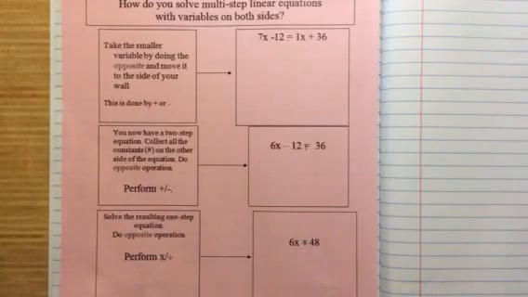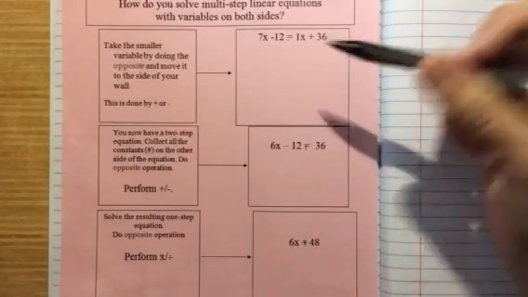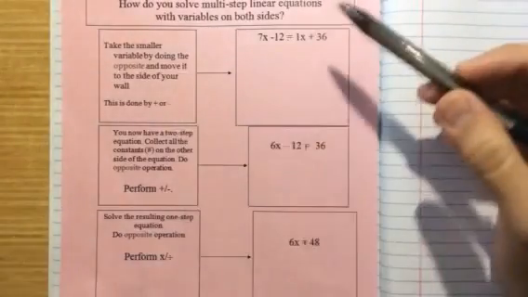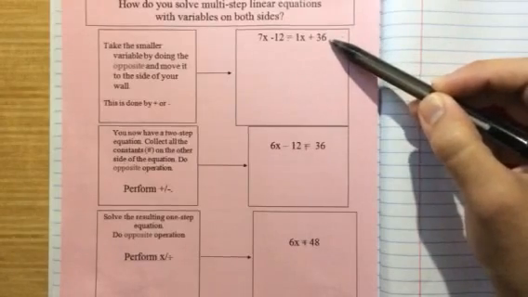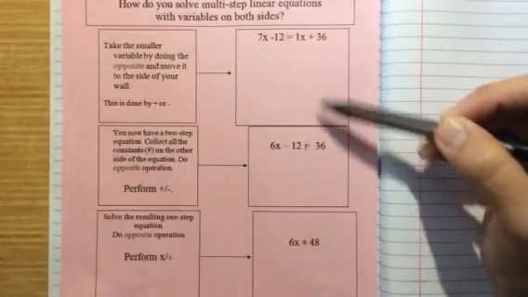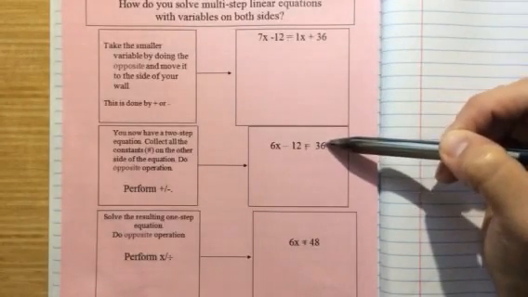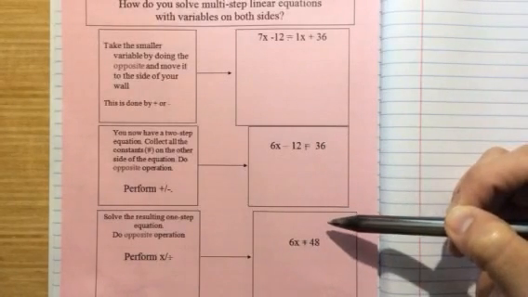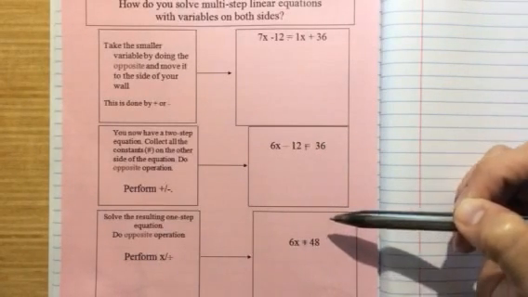Today we're going to be learning how to solve equations with variables on both sides. We're going to use the steps in this graphic organizer. So our original equation will look like this. After the first step, it'll look like this, which looks like a regular two-step equation. And then after that, it'll look like this, which is a regular one-step equation.